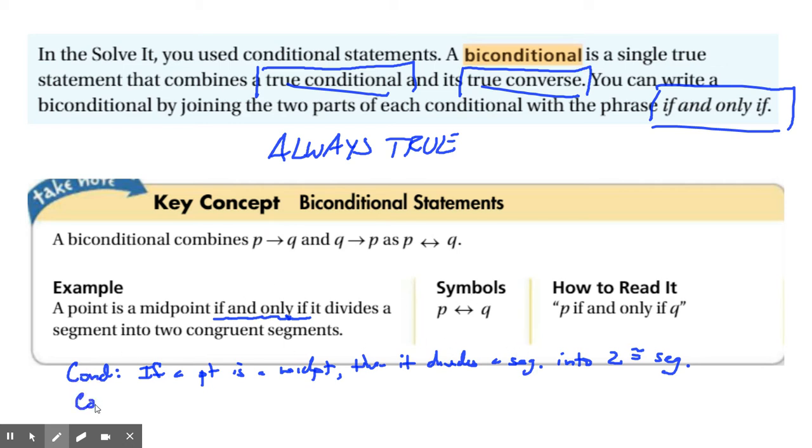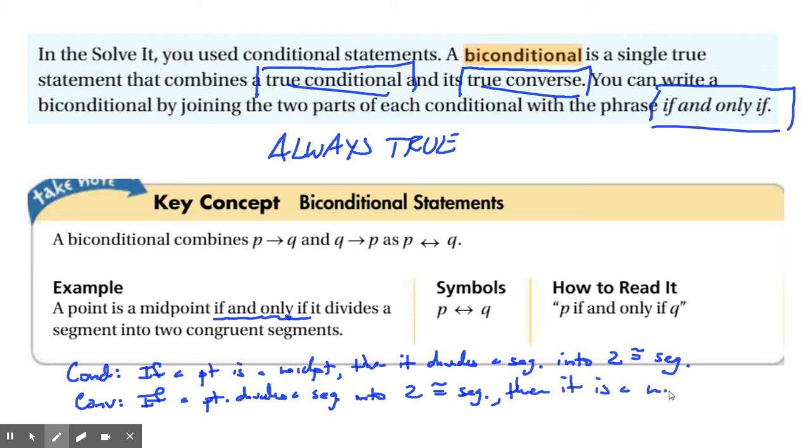So now what about the converse, C-O-N-V for converse? Well, let's take this conditional and write it backwards, right? Reverse it. Now again, I'm not going to start with it. If a point divides a segment into two congruent segments, then it is a midpoint. That is also true. That is the definition of a midpoint as well. If a point divides a segment into two congruent segments, then that point is a midpoint.